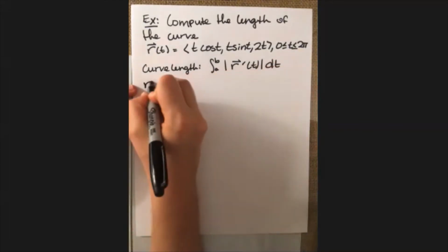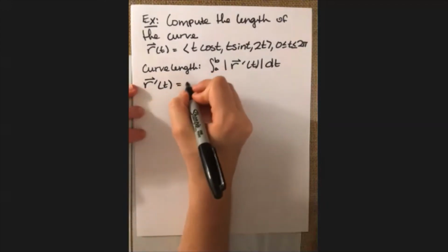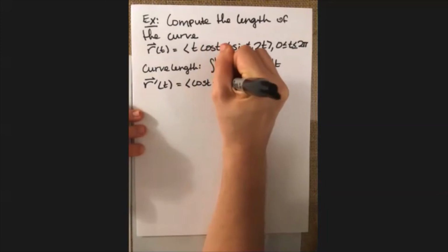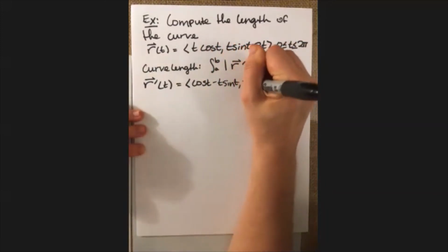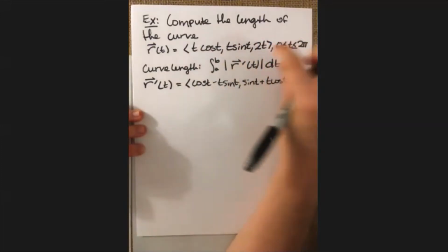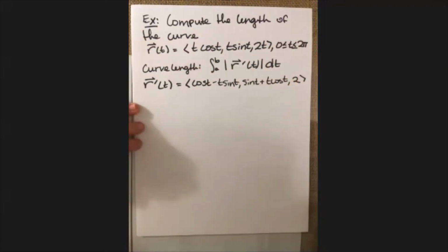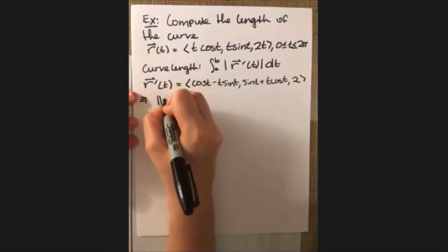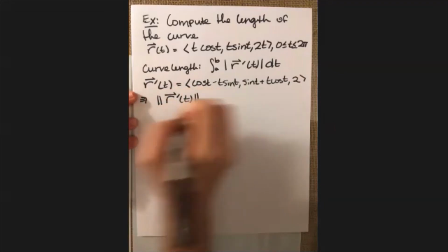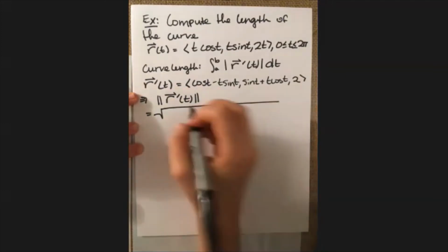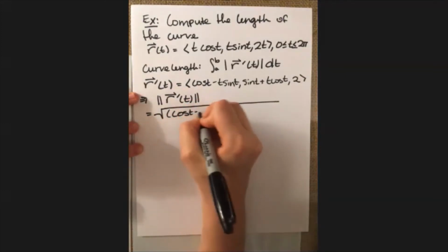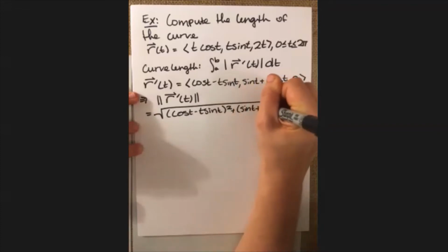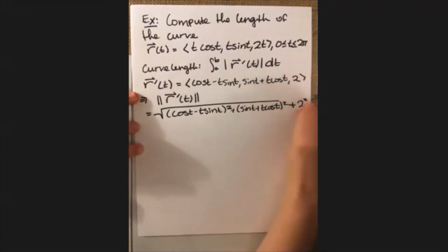First we're going to compute that derivative. R prime of t is equal to, for the first component, we have to use the product rule: cosine of t minus t times sine of t. Same idea here, we're going to get sine of t plus t times cosine of t. And then this last one's pretty simple. It's just a 2 for that last component. So to compute the length of this, it's going to be equal to the square root of cosine of t minus t times sine of t, squared, plus sine of t plus t cosine of t, squared, and then plus 2 squared.